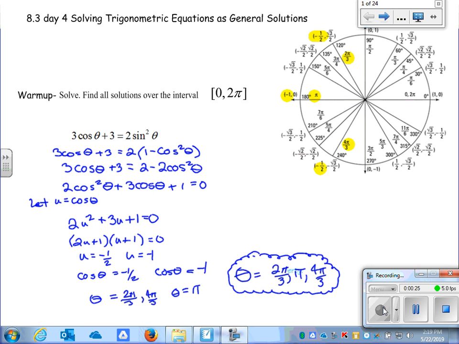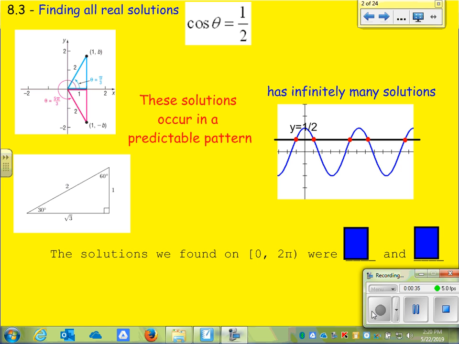The solution is 2 pi over 3, pi, and 4 pi over 3. Pause the video if you need to check your work. All right, today what we're going to be looking at is a little bit more general.